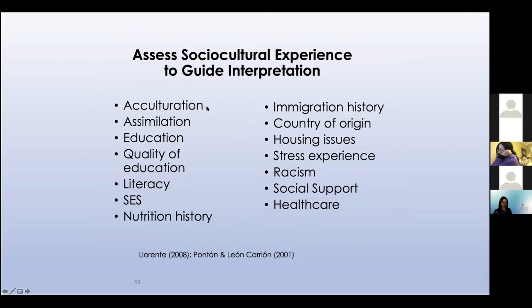The level of acculturation and assimilation of the child, the level of education, quality of education, literacy, SES, nutrition. I want to know, because the nutrition history has to do with brain development, okay? Immigration history, trauma, right? What happened in their country of origin, instruction in their country of origin.